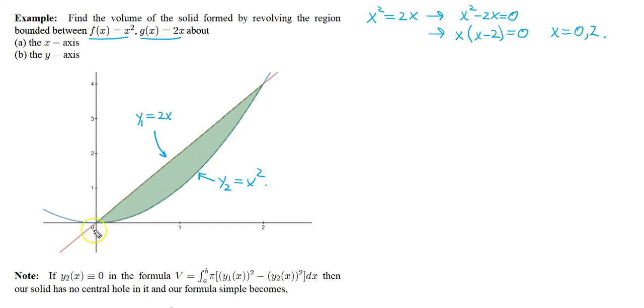So you see down here in this graph, we see that x equaling 0 is right here, and 2 is right here, and we see graphically it does look like that's where the two graphs cross. And so this is our region, the shaded region in here, R, that we want to rotate first of all around the x-axis.